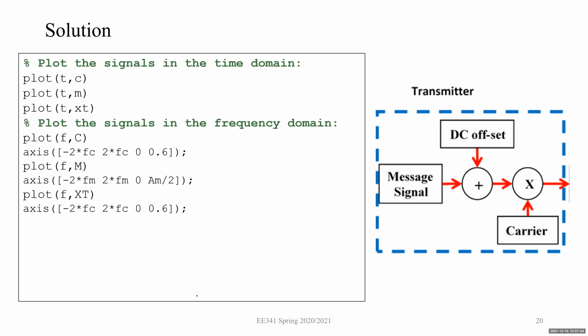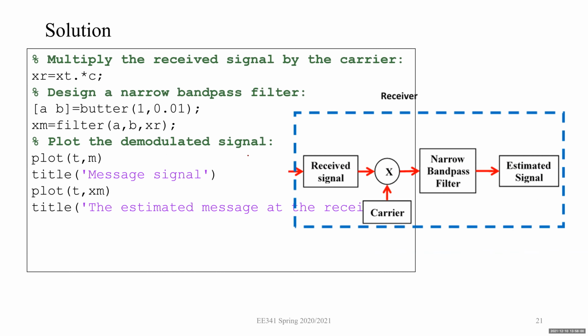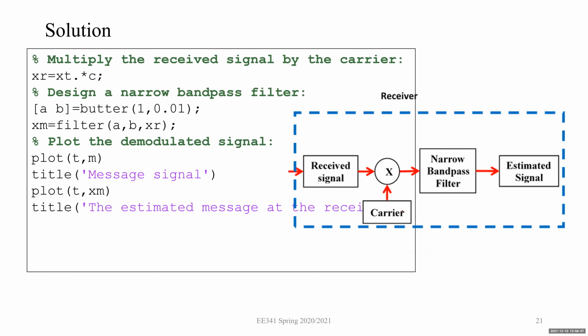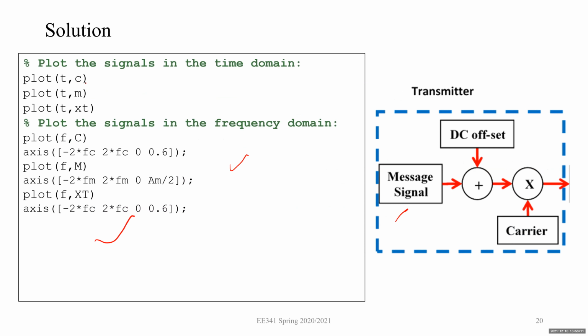Then just plotting, and here this is the plotting for the frequency domain. Okay. Now at the receiver, this was all done until here for the transmitter. Now at the receiver, you get your received signal here, x of t.